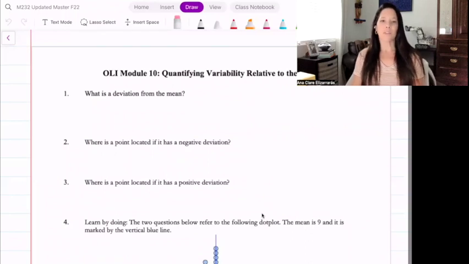Welcome back. We are focusing on Module 10 today, which is quantifying variability relative to the mean. We have been working with measures of center with the median and the mean. And in the last section for Module 9, we worked with a 5-number summary and the interquartile range as a measure of spread. Today, we're going to learn a new measure of spread called the standard deviation, which is working with the mean instead of the median.